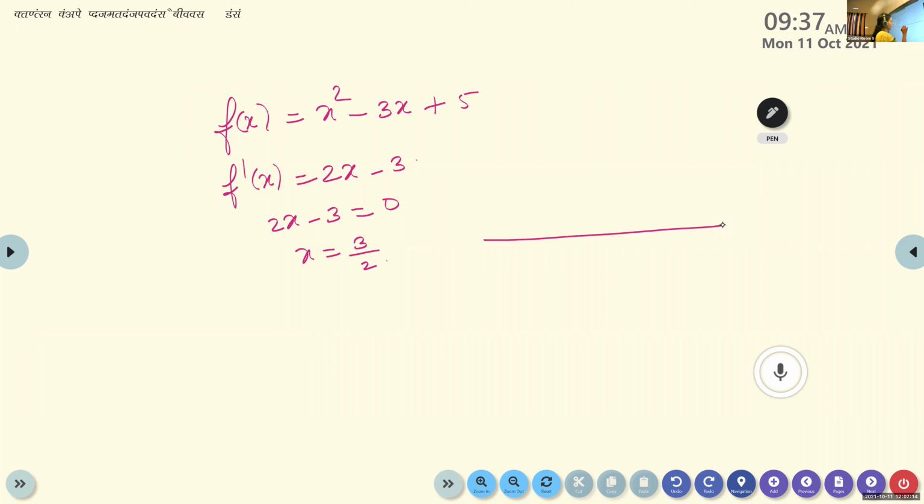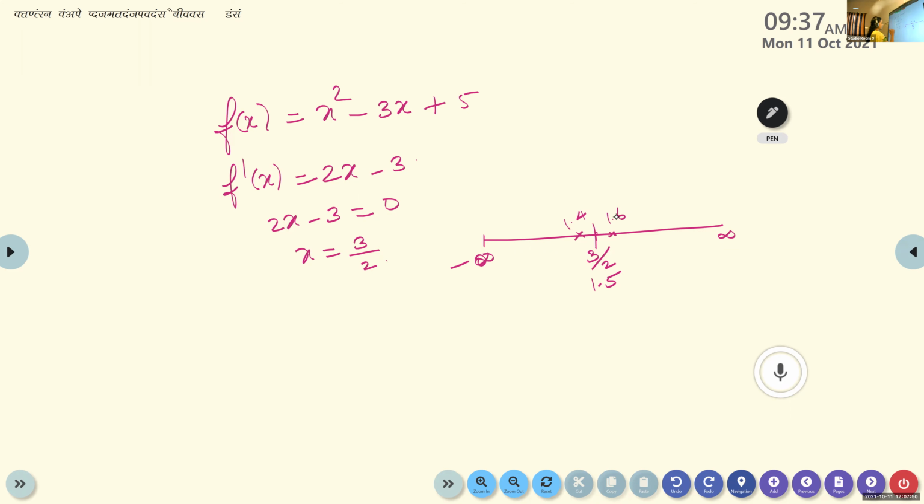So on the number line from minus infinity to infinity, we take the value 3 by 2. What is 3 by 2? It is 1.5. So what do we have to do? We take a value closer to 3 by 2 in front of it and behind it. It should be very close, for example 1.4 here and 1.6 there. You take one value to the left and one value to the right of 1.5.